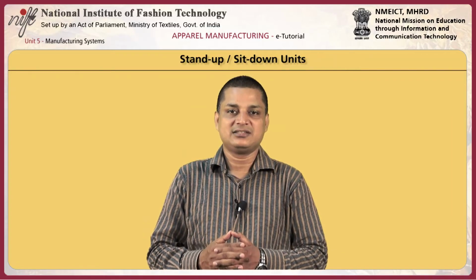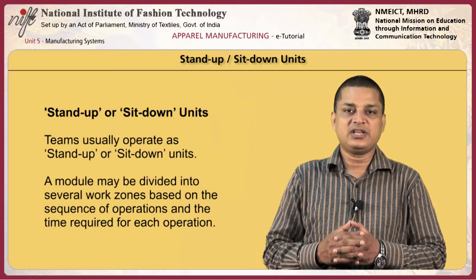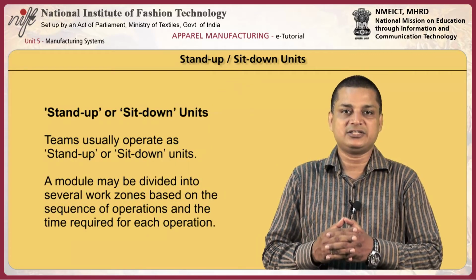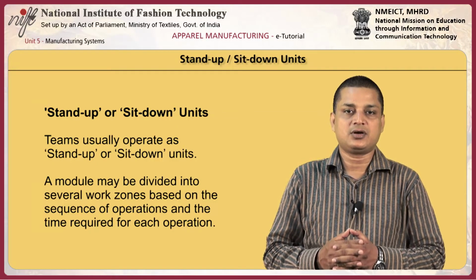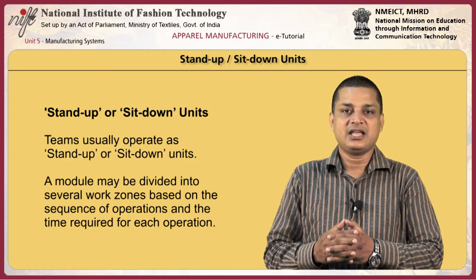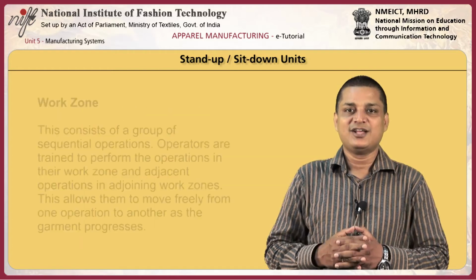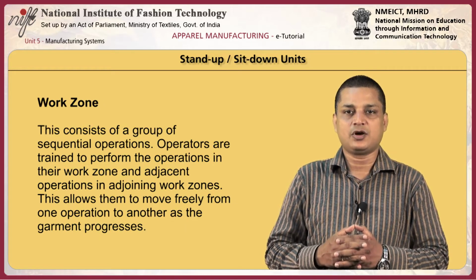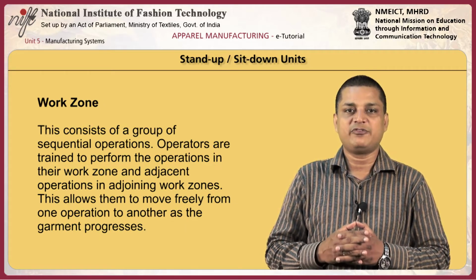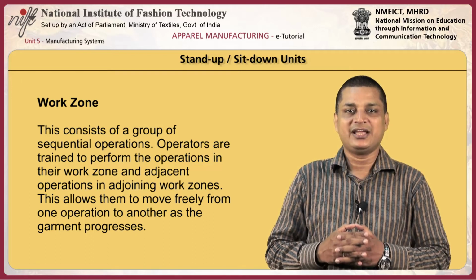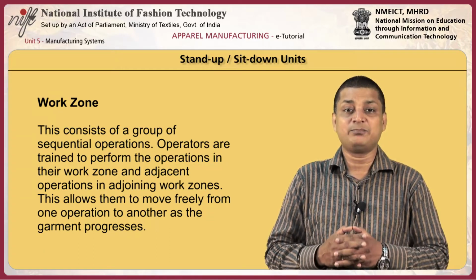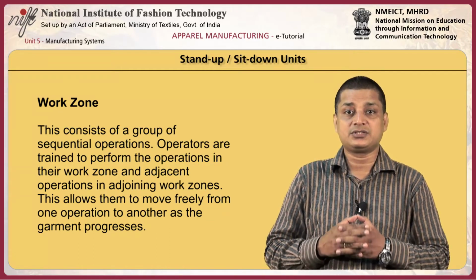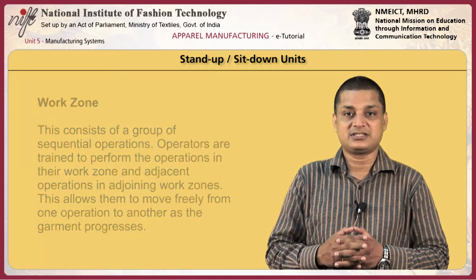Workspaces are of two kinds: stand-up or sit-down units and work zones. A team usually operates in stand-up or sit-down units. A module may be divided into several work zones, depending on the sequence of operations and the time required for each operation. A work zone consists of a group of sequential operations. Operators are trained to perform the operations in their work zone and adjacent operations in adjoining work zones, so they can move freely from one operation to another as the garment processes.